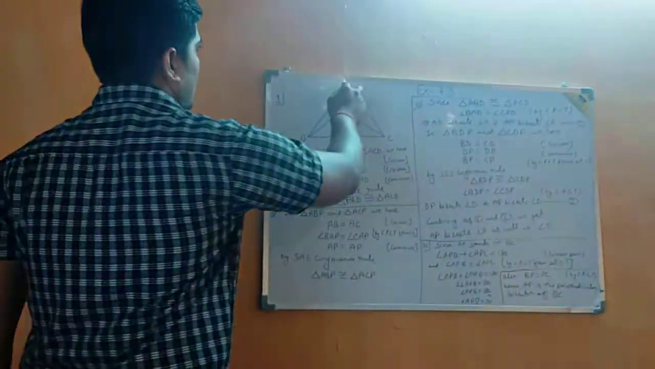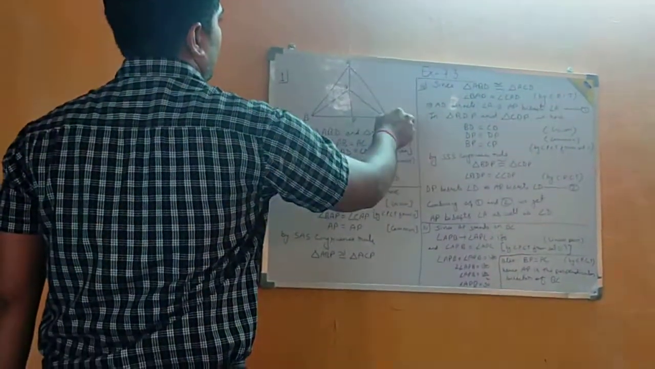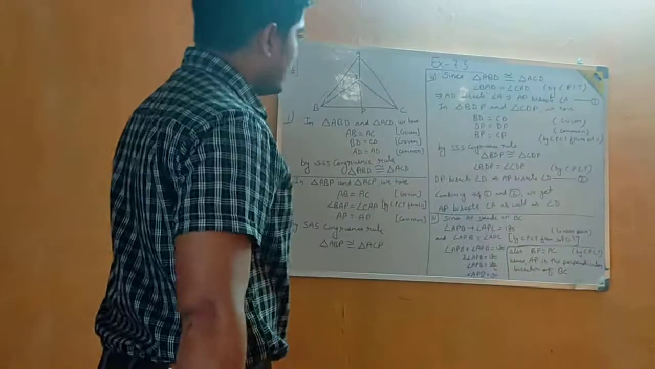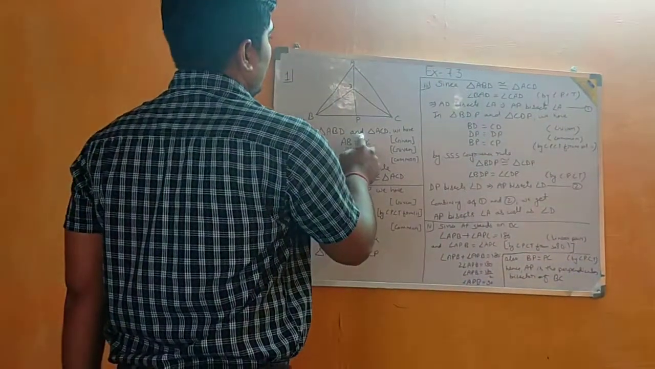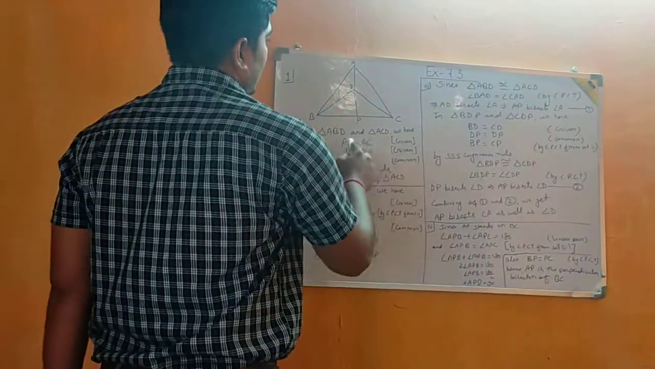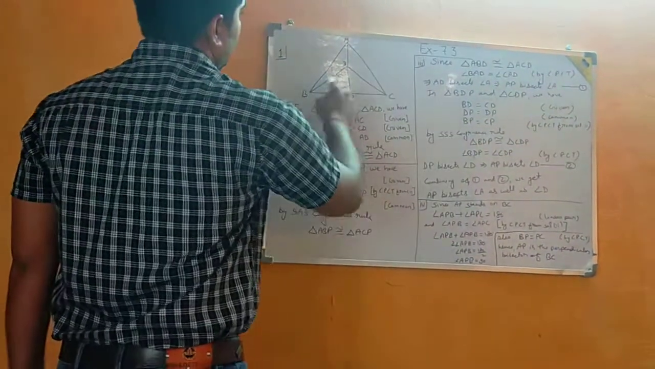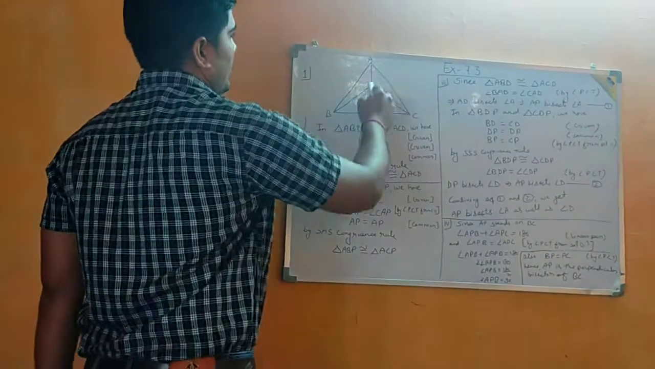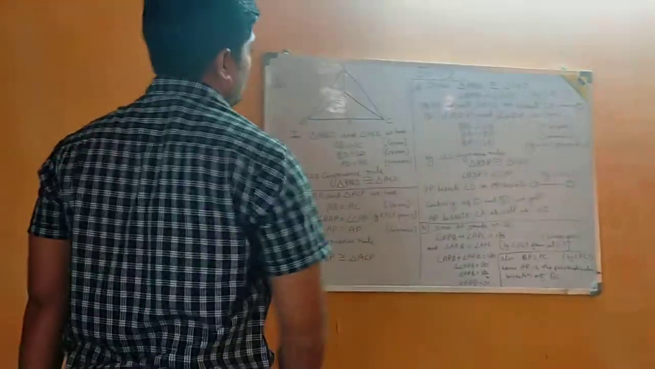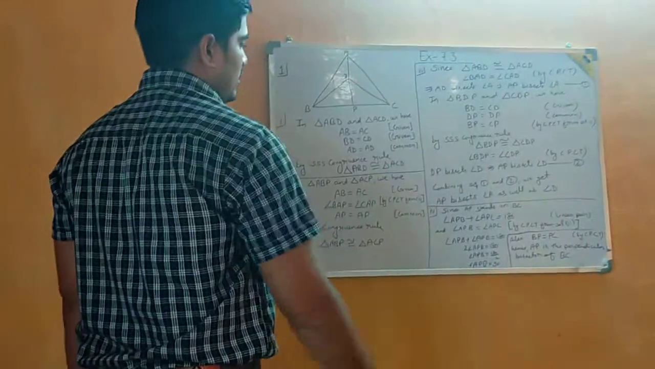What we have to prove? Triangle ABD is congruent to triangle ACD. So it is very easy. Firstly we take triangle ABD and triangle ACD. What is given to us? AB is equal to AC, BD is equal to CD, and AD equals AD. It is common, and the other two are given to us.